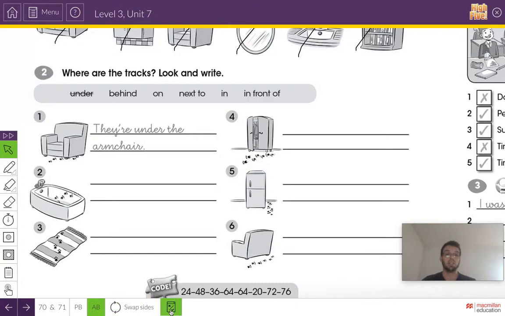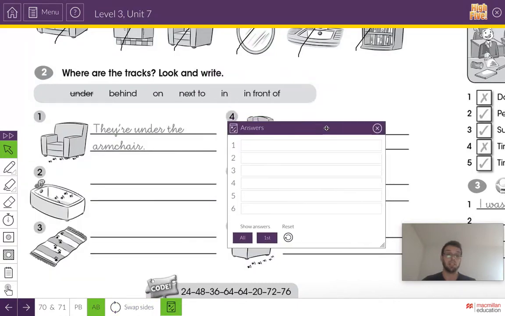So let's see if we can do this all together. All right. So let's have a look at number 2. We'll put the first one here. They're under the armchair. Okay. So look, where are the tracks here? Now, do you remember what this thing is called? Yeah. This is the bath. Okay. It's a bath. So where are the tracks? Behind, on, next to, in, or in front of the bath? That's right. They're in the bath. So we have to make our phrase just like this. They are in the bath. Just like this. They are in the bath. All right. Make sure you write that here.